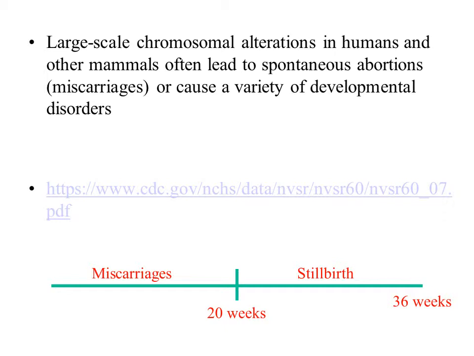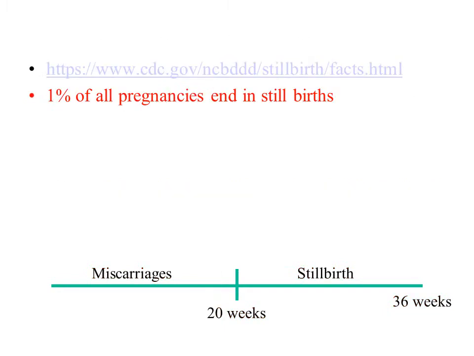The CDC suggests that if you lose the developing embryo by week 20, it is called a miscarriage. And after week 20 up until week 36, it's called a stillbirth. One percent of all pregnancies end in stillbirth.